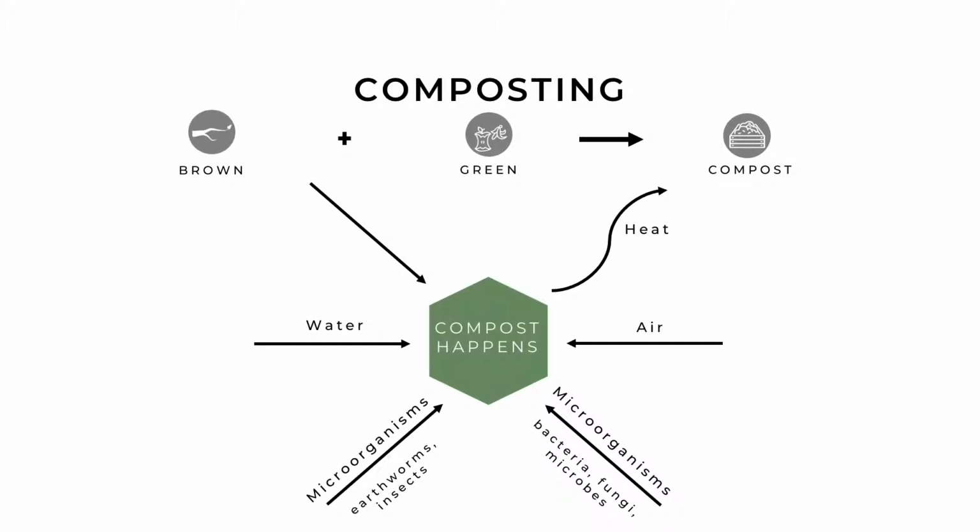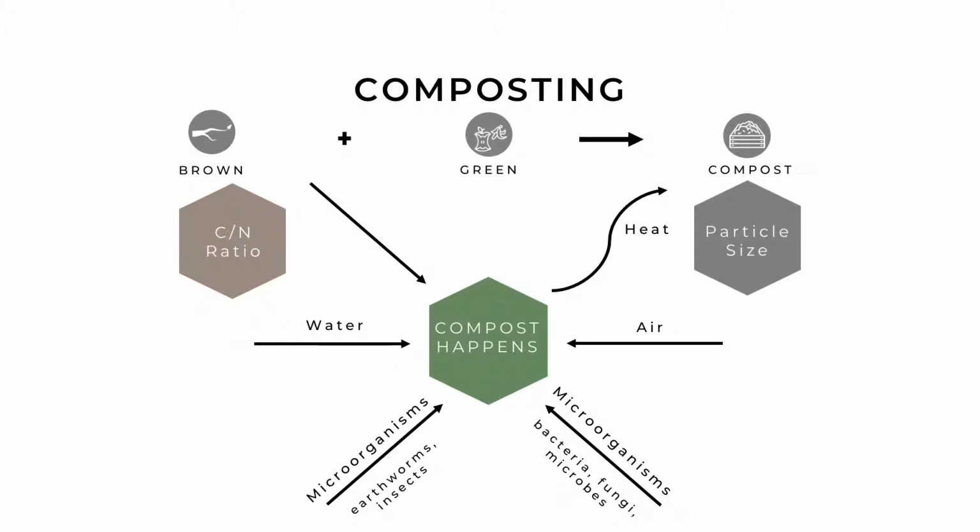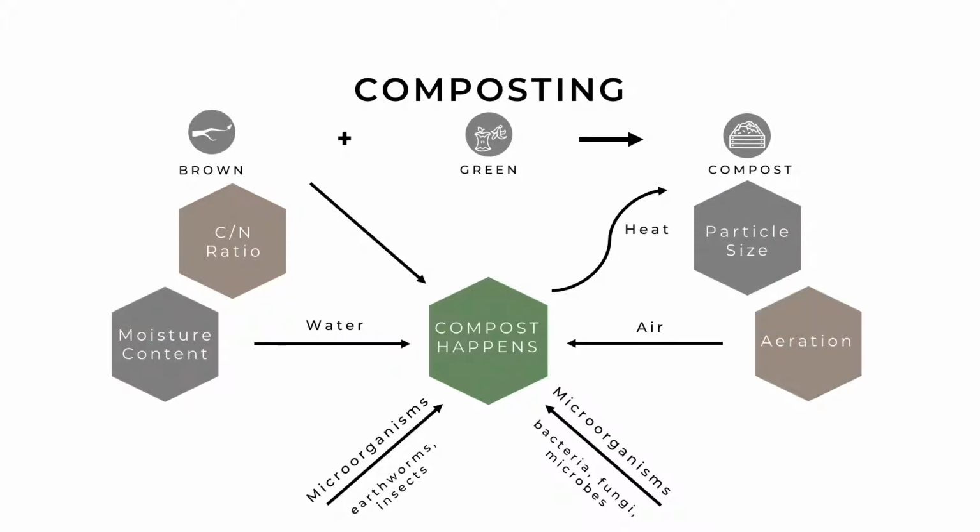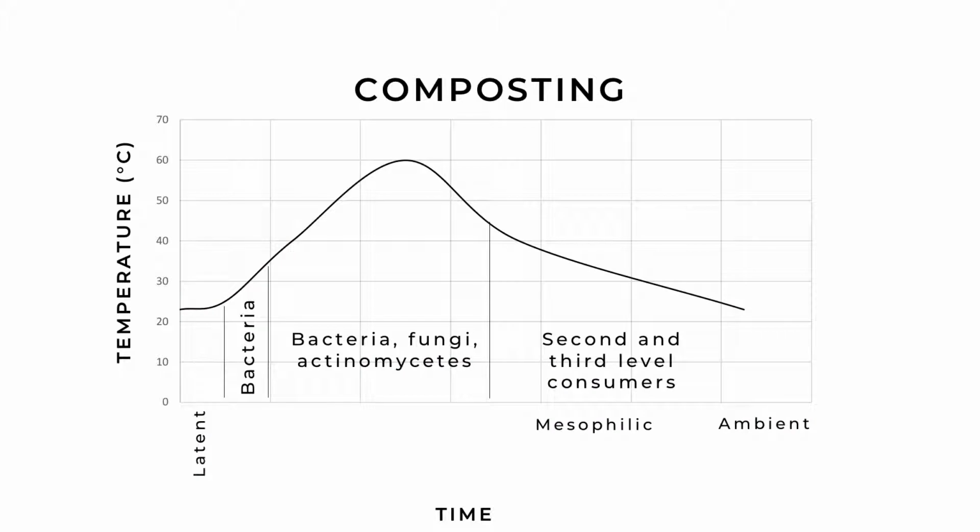All organic material will eventually decompose. The speed at which it decomposes depends on factors such as carbon to nitrogen ratio of the material, particle size, moisture content, aeration or oxygen in the pile, temperature, and pH. Under optimal composting conditions, the degradation happens in three phases. First, the mesophilic phase, which lasts for a couple of days. Second, the thermophilic, which can last from a few weeks to several months. And finally, a cooling and maturation phase, which can last several months.